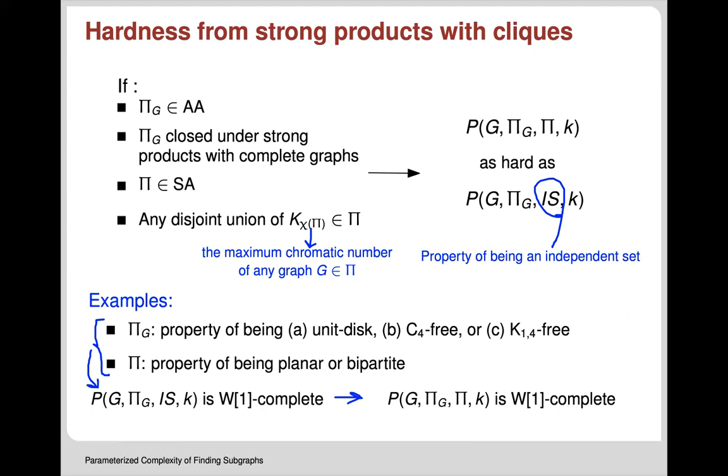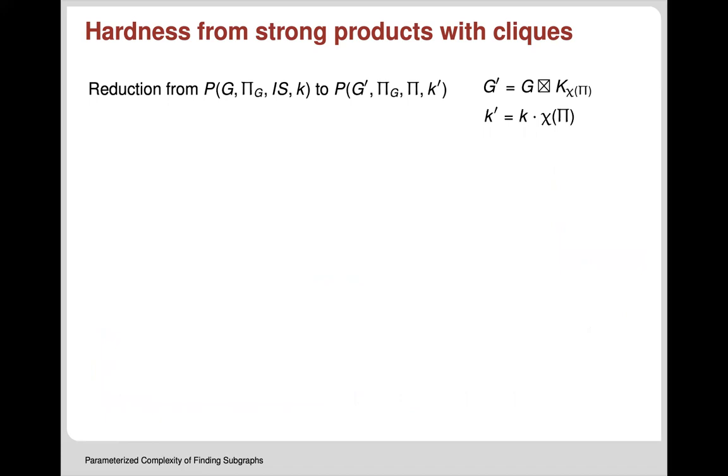Okay, so I'll first show the reduction. We start with the problem where I want to find an independent set of size k in graph G, and we create a new graph G prime, which is basically the strong product of G and a complete graph on chi of pi many vertices, and my k prime is k times chi of pi.